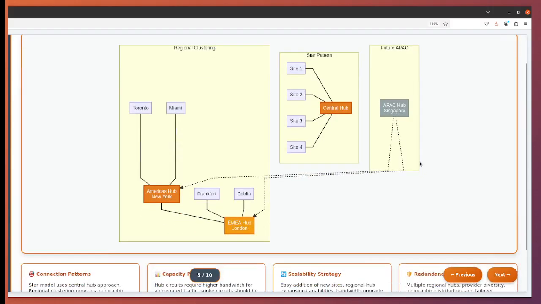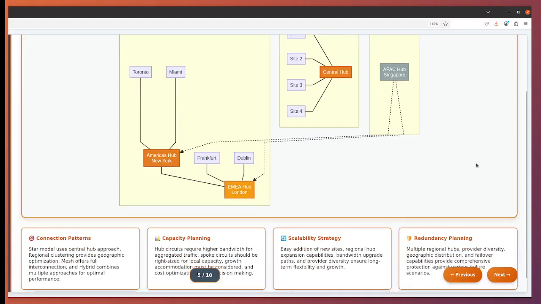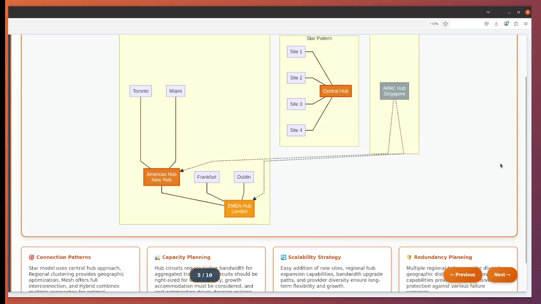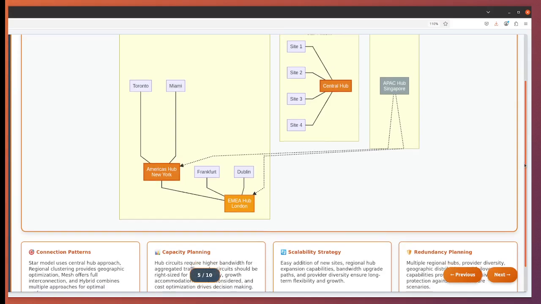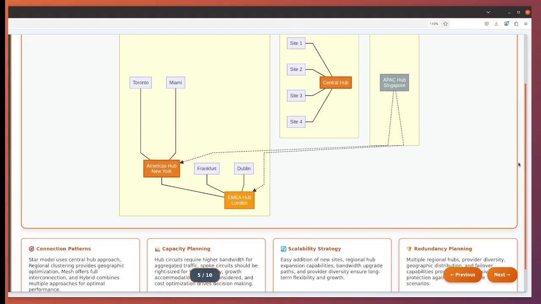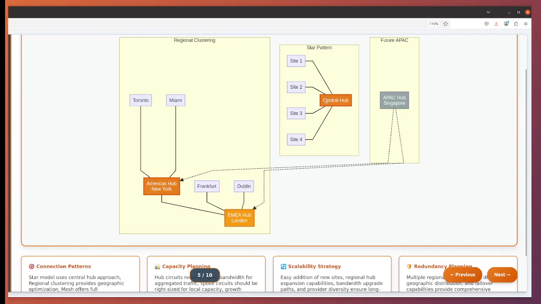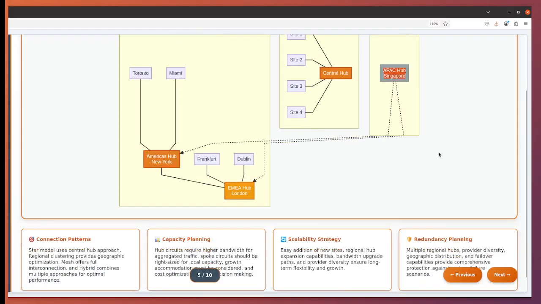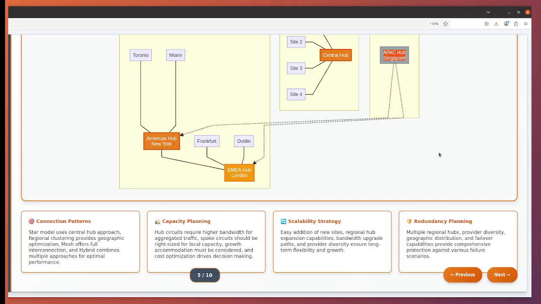Network topology planning. Strategic topology planning ensures your Global Reach implementation scales effectively and meets performance requirements. The connection patterns shown represent different strategic approaches. The star pattern centralizes everything through one hub, while the regional clustering approach distributes load across geographic regions. Key planning considerations include latency requirements where hub placement affects global latency, bandwidth distribution where hub circuits need higher capacity, redundancy planning with secondary hubs for failover, and growth accommodation for easy addition of new sites.